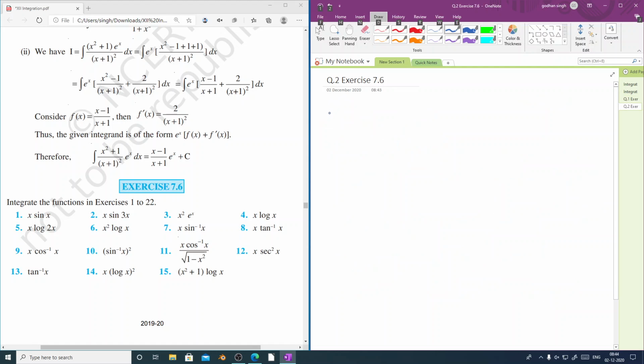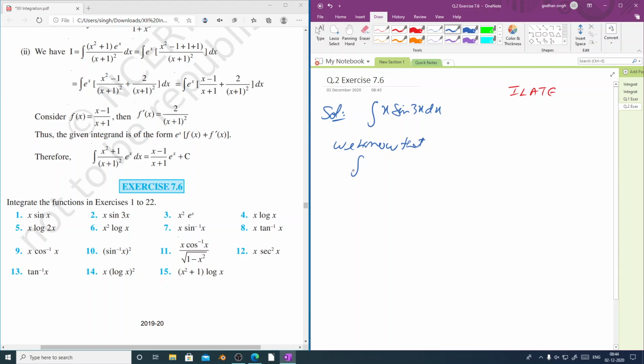Now question number 2, exercise 7.6. So solving the second one, integration of x sin 3x dx. Same way as the earlier one, first we will write ILATE and check whether it is in that order or not. The first one is an algebraic function, the second one is trigonometric, so we do not have to change the order. Now we'll just write down the rule.